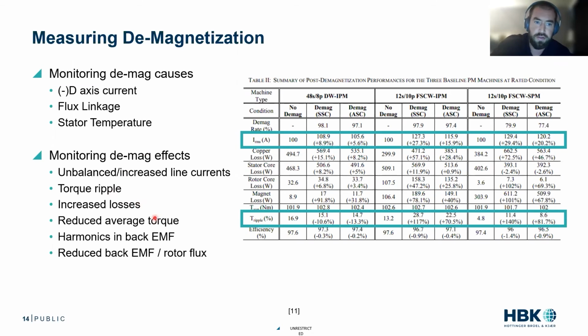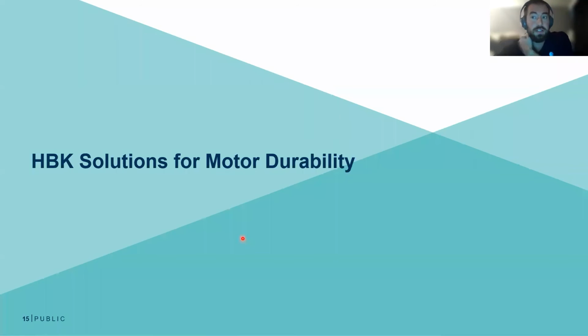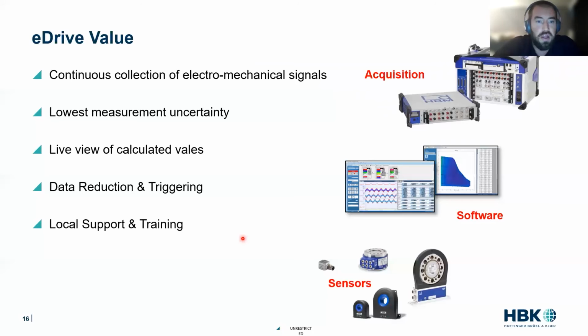It can also affect losses, average torque, harmonics in the back EMF. Harmonics in the back EMF is a good way to look at magnet shape. Torque ripple is a good way to understand magnet shape. And then reduced back EMF or rotor flux. So I think this is a really nice chart to show that you can very easily monitor small changes in demagnetization.